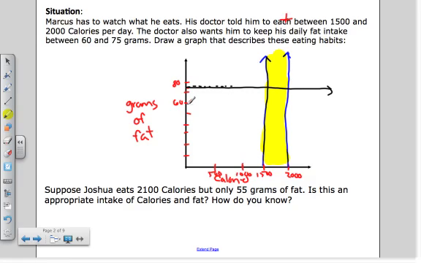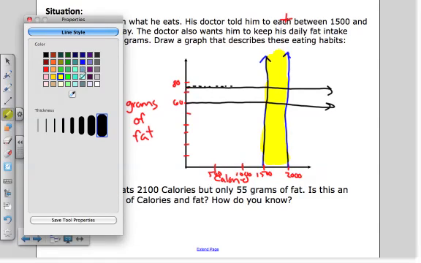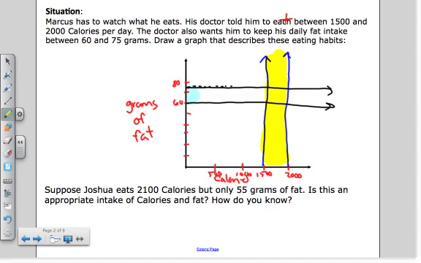All right, and 60. Okay, and I'm going to pick a different highlighter color. So I'm going to pick blue. All right, so it needs to be between 60 and 75 grams of fat. Okay, so we've drawn this little picture here.